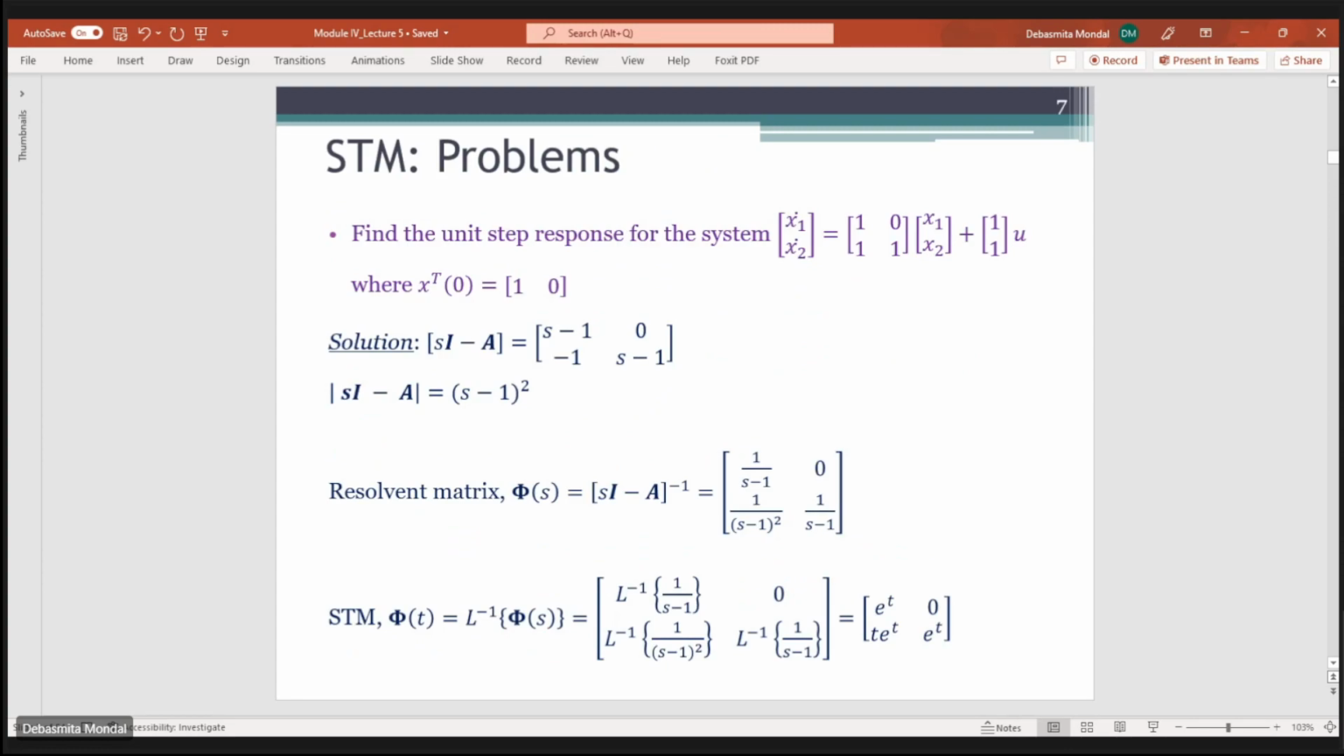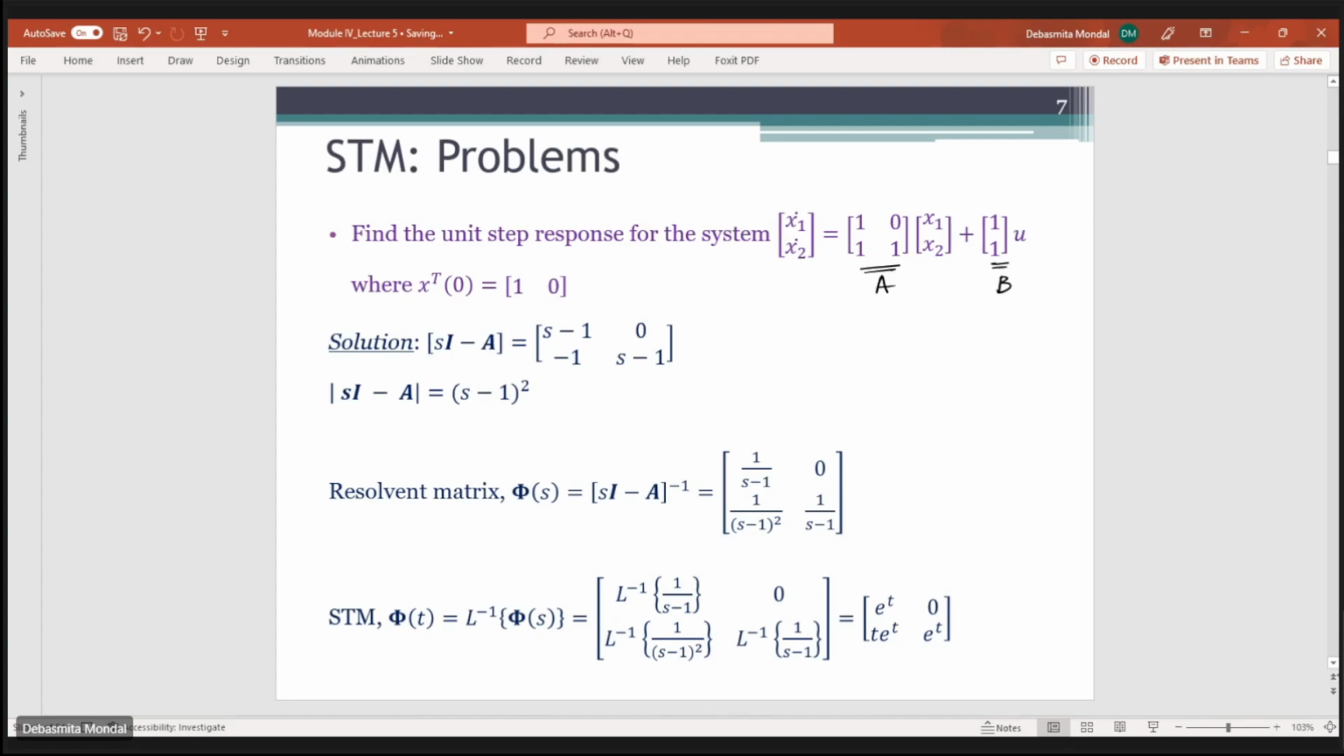Before I move on to the Cayley-Hamilton method, let's try to solve a problem. In this problem, you have to find the unit step response for the system whose state equation is given by this. So this is the state equation, which means this is your matrix A, this is your matrix B, and this is the input which is provided.